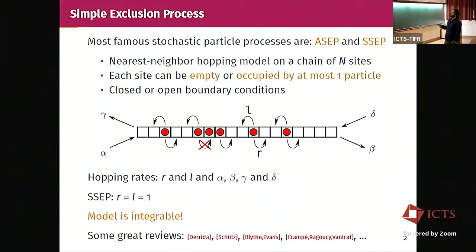And then you can study this model with closed, periodic, or open boundary conditions. Here we have reservoirs at the two ends of the chain, and with certain rates, alpha, gamma, beta, delta, we insert or extract particles, and the rates for the left and right hopping are L and R. If R and L are equal to 1, then this is the so-called SEP model, and this model is integrable, and there are some great reviews that I can cite here, Derrida, Schütz, and many others.